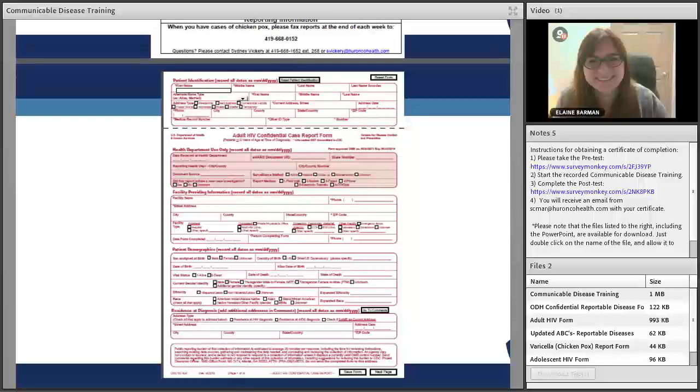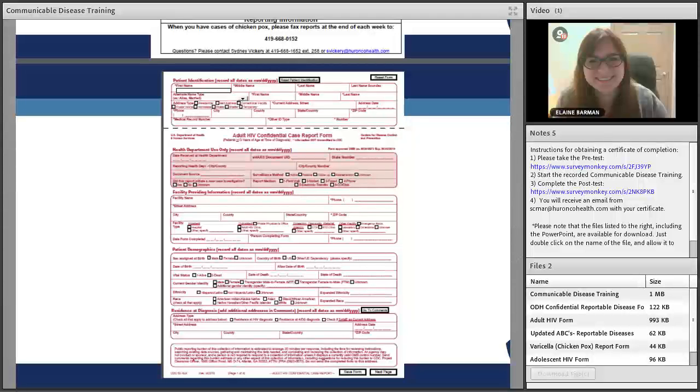So this is the adult form, so anyone 13 or older, we want to fill out this form. So fill this form out as complete as possible. I know sometimes if you're a lab filling this out, you may not have all of the information. But for an HIV case, you want to fill out this form as complete as possible. The form is about 4 pages long, and you need to fill it out as complete as possible.